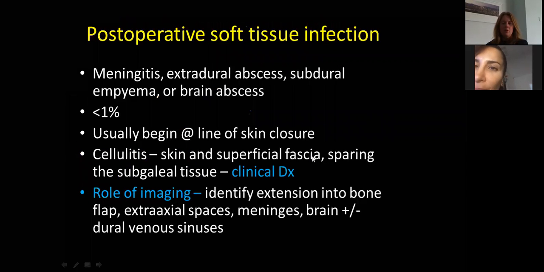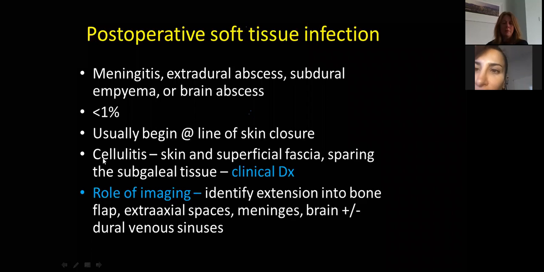So moving on from pneumocephalus to infection. So what are the potential infections you can have on CT? Well, meningitis, you're not going to see very easily on CT. Extradural abscess, for sure. Subdural empyema, you can probably infer. And brain abscess, yes, it's useful to look at the CT. They're pretty uncommon and they usually start at the line of skin closure.